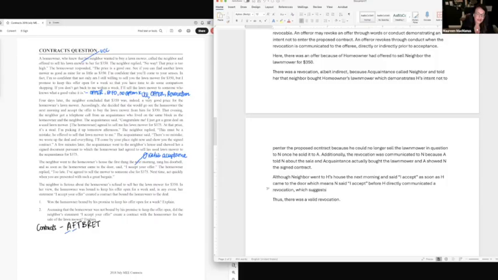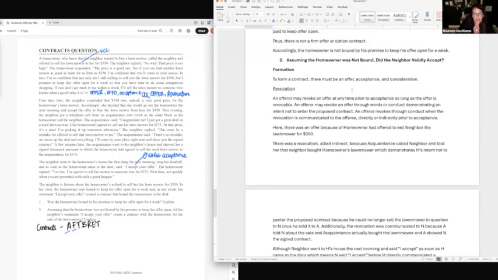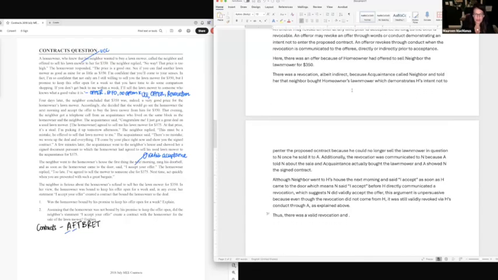which suggests N did validly accept the offer. This argument, i.e., that they did validly accept, is unpersuasive because even though the revocation did not come from H, it was still validly revoked via H's conduct through A, as explained above. Thus, there was a valid revocation, and I'm going to answer the call of the question. The neighbor did not validly accept. N did not validly accept.